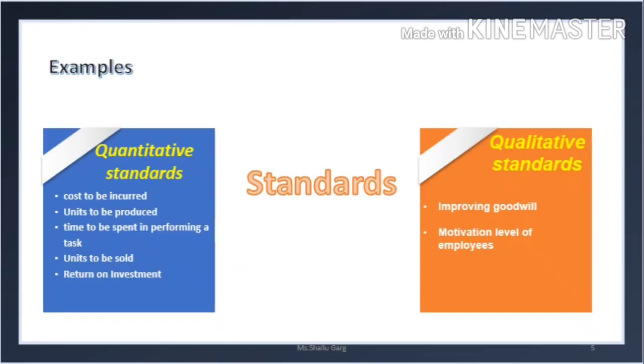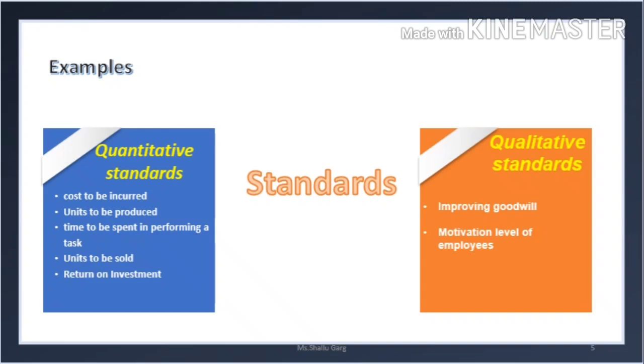Here are some examples of quantitative and qualitative standards. In case of quantitative standards, standards can be like cost to be incurred, units to be produced, time to be spent in performing a task, and some more standards are given. In case of qualitative standards, it may be improving goodwill, improving motivation level of employees.